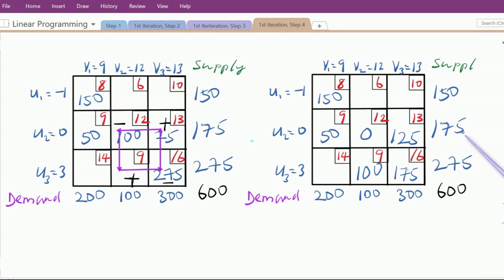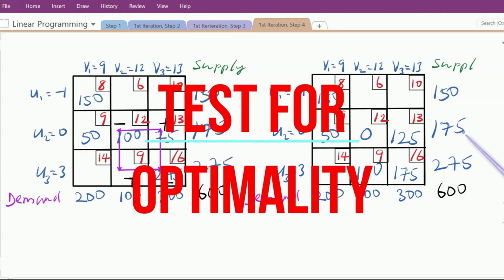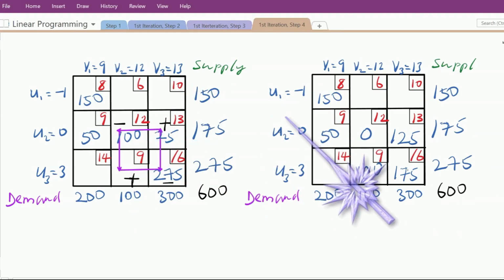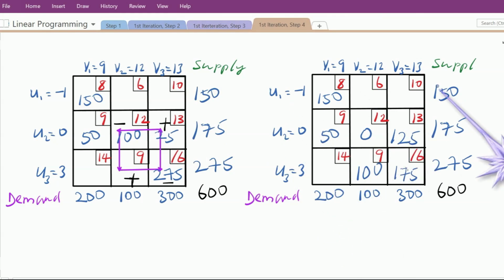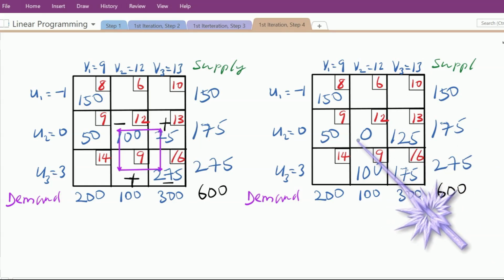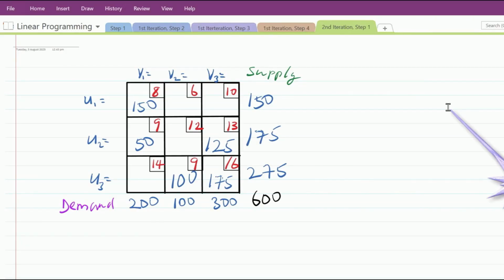With this, we now go and test for optimality by calculating the UIs and VJs again, and also solving for the delta IJs for this table. Here we're going to carry out the second iteration to drive towards optimality.